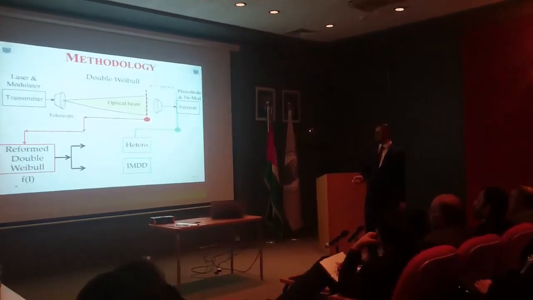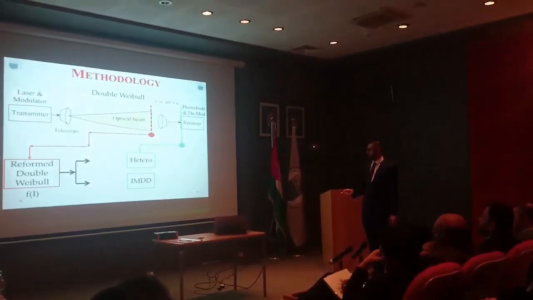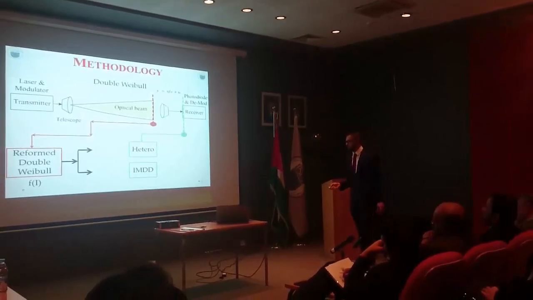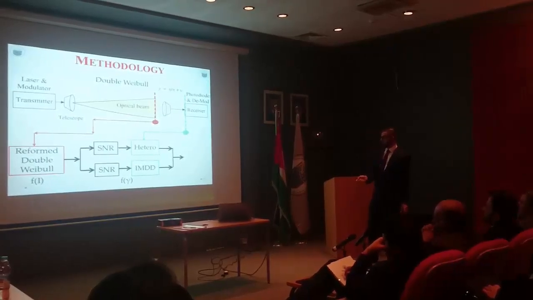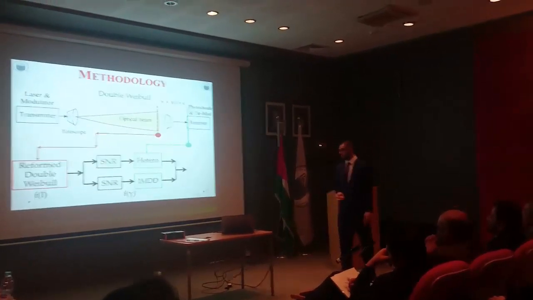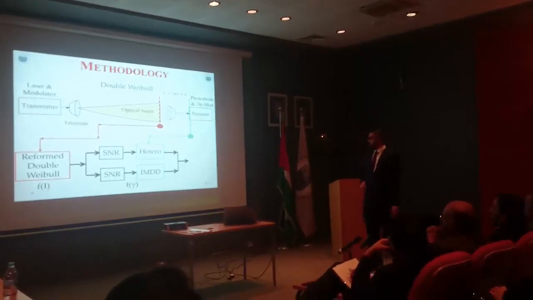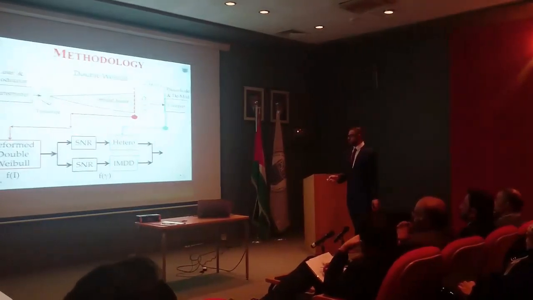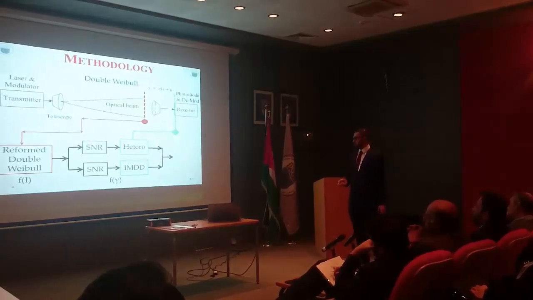We first need to rewrite the heterodyne PDF and the IMDD PDF in terms of signal-to-noise ratio rather than the intensity I, so we can derive the system performance metrics: bit error rate, outage probability, and the ergodic capacity. So now we have two PDF models, two reformed double Weibull models, written in terms of alpha, the instantaneous signal-to-noise ratio.